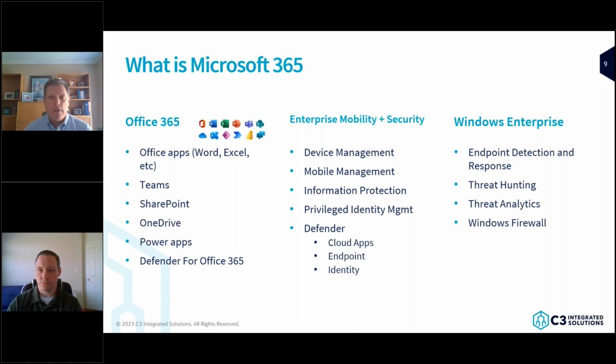And then finally, the third piece of Microsoft 365 was originally called Windows Enterprise. That's where we get capabilities like the EDR functionality of Defender for Endpoint, as well as threat hunting, threat analytics, and Windows Firewall as well. This is important as we start talking a little bit about licensing. We'll start to understand, and things will ring true, in terms of what license terminology means and how it corresponds.